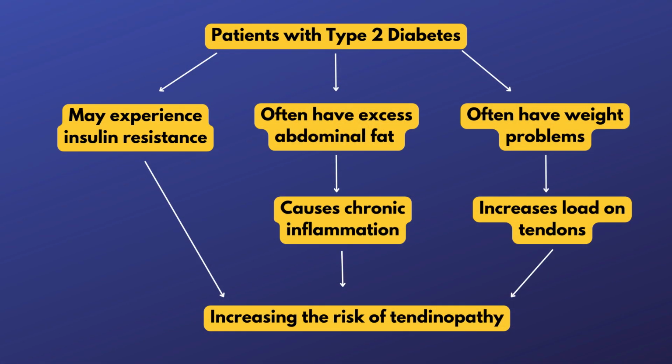Most of the research has been focused on type 2 diabetes because its pathogenesis is not based on high blood sugar alone. People with type 2 diabetes can also have insulin resistance and increased adiposity, which is basically increased fat around the waist circumference, and that can cause chronic inflammation. Some patients with type 2 diabetes also have weight problems, and this excessive weight can increase the loading in the tendon, thereby increasing the risk for tendinopathy.